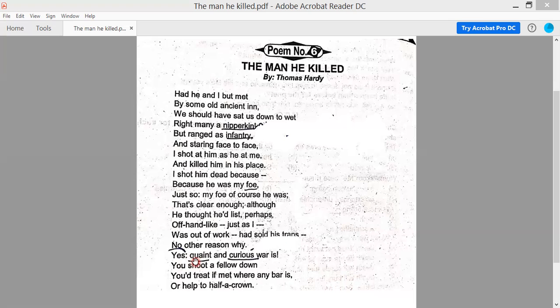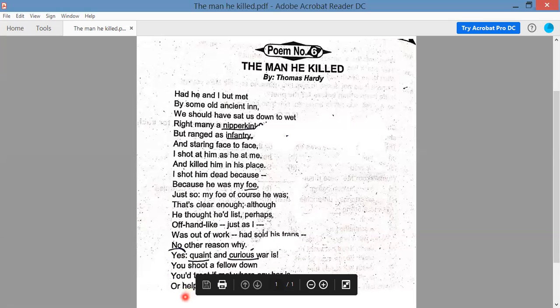And he's saying अगर जिस इंसान को हम end up killing during war, अगर हम इस fellow को probably मिले at some point in time somewhere, what would happen is that we could easily treat them at a certain place, or we could actually help them with half a crown. Half a crown is a reference to a certain currency.